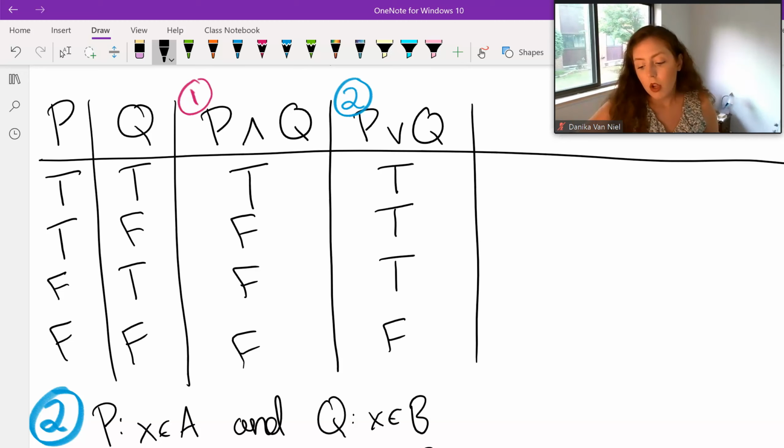So this probably lines up with a lot of just how you talk, right? For the statement P and Q, both need to be true. And similarly, for P or Q to be true, maybe both of them are true. So it kind of lines up with how we talk about things.